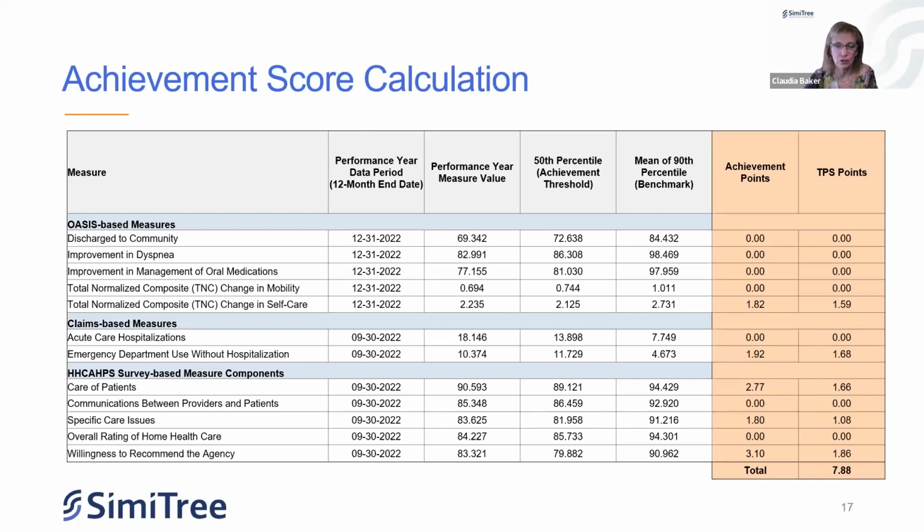Likewise, in the claims-based measures here, they did not meet the achievement threshold for acute care hospitalizations, but they did for the emergency department use piece. And that's where you're getting points or not getting points, and then it adds up there for you.